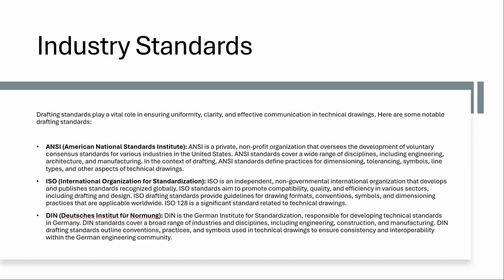And again, it's going to be specifically in the context of drafting, where we're going to be looking at these things. It's going to have specific rules regarding dimensioning, tolerances that are allowed, symbols, line types, and other aspects of technical drawings. And just to specifically talk about tolerancing and dimensioning, it's one of those things that I think a lot of young surveyors or young drafters make a mistake of doing.